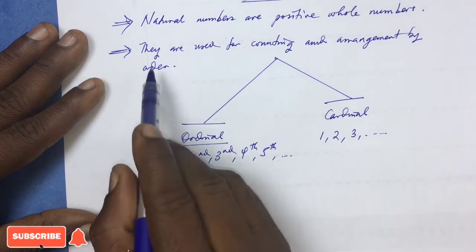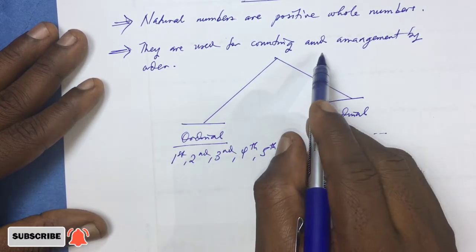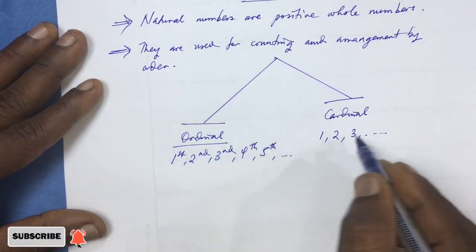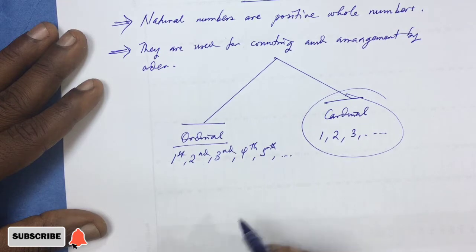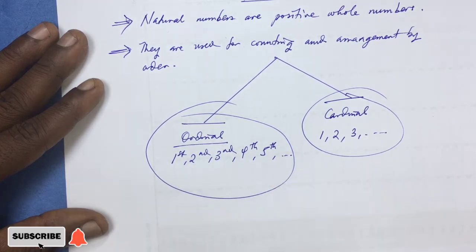Okay? So, what should you also know about natural numbers? They are used for counting and arrangement by order. So when they are used for counting, they are called cardinal numbers. When they are used for putting arrangement in a system in terms of order, they are called ordinal numbers.